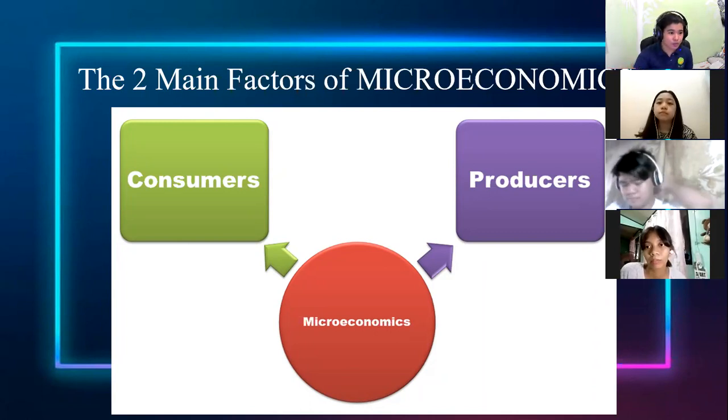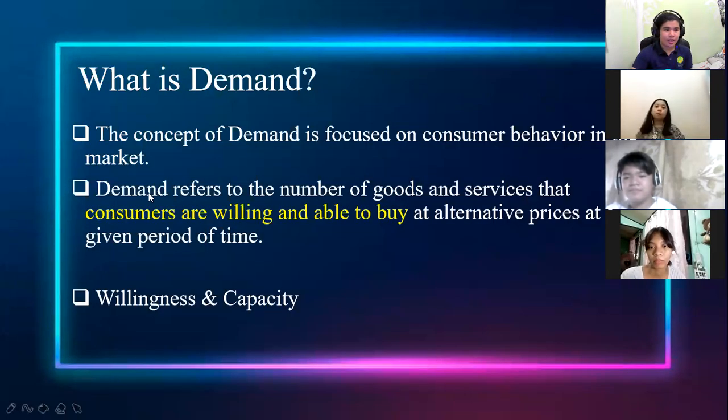Okay, and same with the producer. Kasi none of us naman in here is a business person. Pero anyway, we'll still be discussing how the producers, how the businessmen react, or how they behave. So that is what microeconomics is all about. That is what the second quarter is all about. How consumers and producers behave. Okay. So for that first topic, we have the demand.